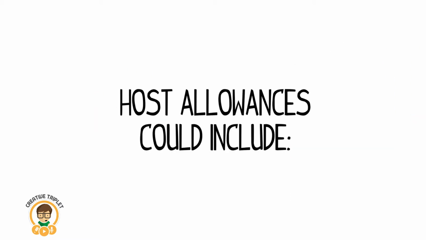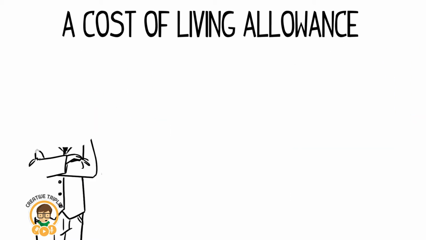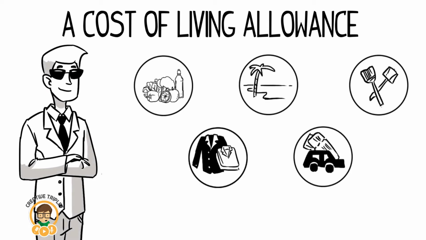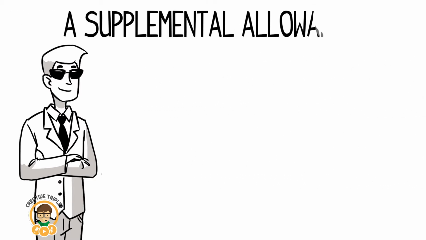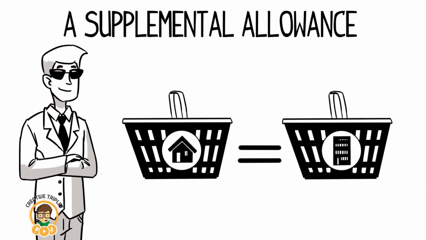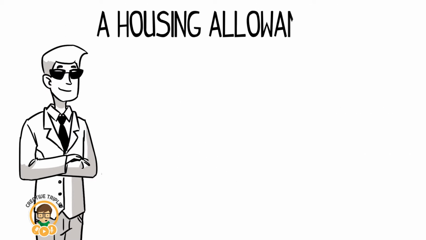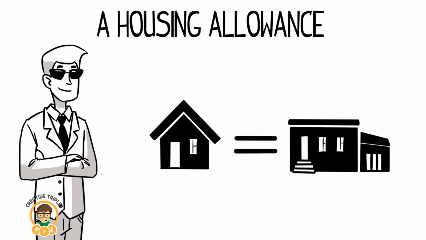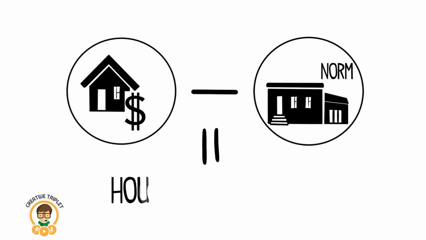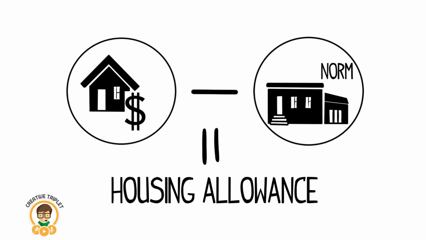Host allowances could include a cost of living allowance that helps you maintain approximately the same level of purchasing power for items you would typically have purchased at home. A supplemental allowance to ensure you have about the same degree of spending power as your host peer. A housing allowance, which helps to give appropriate housing in the host country based on your family size, salary, and housing market. This allowance is the lower of your housing max or rent minus your housing norm.